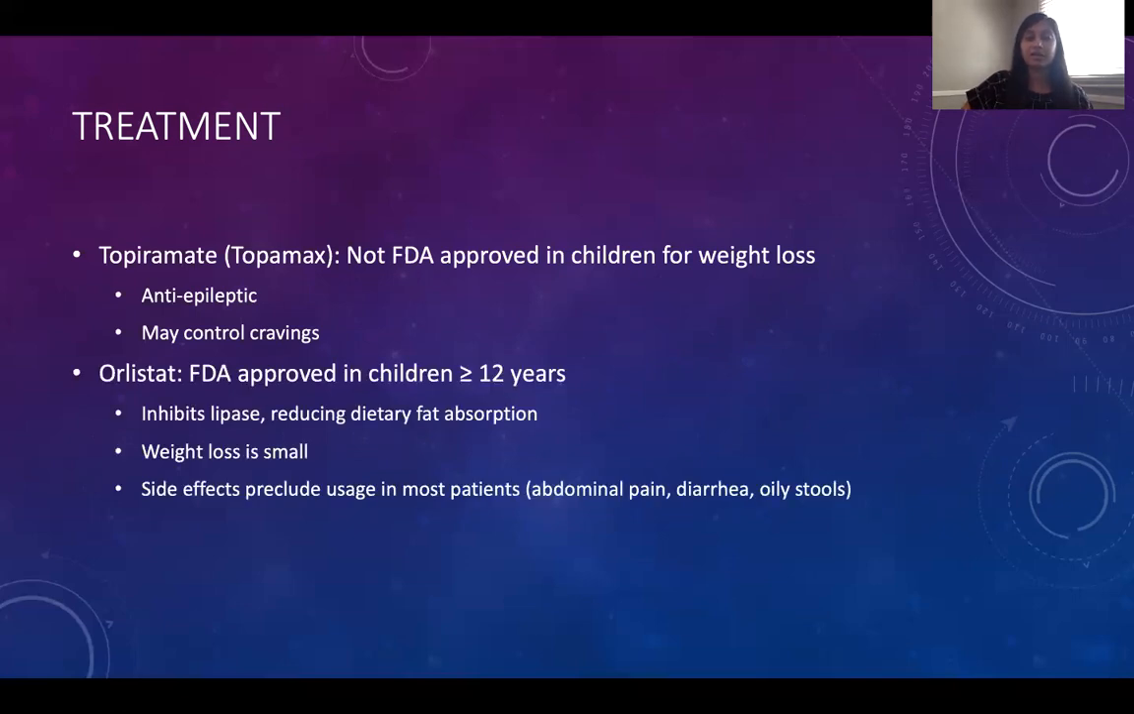There's also a medication called Orlistat, which actually is FDA approved for children who are at least 12 years old. What it does is it inhibits lipase. So you're reducing dietary fat absorption, and your fats are not hydrolyzed, so your body's not absorbing them, and your body just excretes them. The weight loss is not super dramatic, but it does have a lot of side effects, mostly GI side effects: abdominal pain, diarrhea, oily stools, things like that. So that can preclude patients from using it.